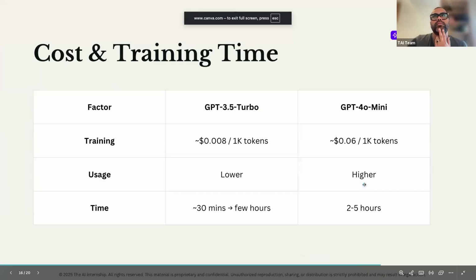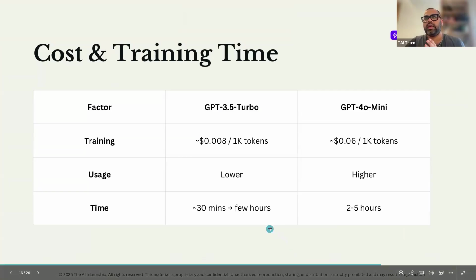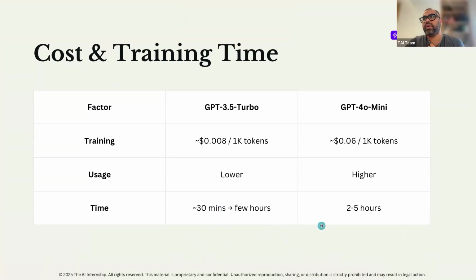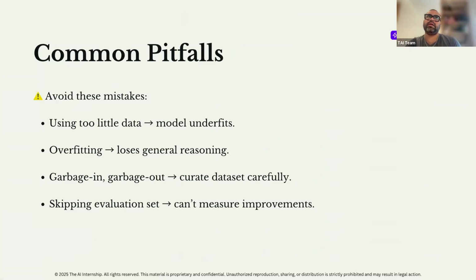This is the cost for training. I want to quickly go through it. GPT 3.5 Turbo and GPT 4 Mini, which is slightly more expensive. And the time to train: if you have 1,000 examples, this would be the time it takes, around 30 minutes for GPT 4 Mini, depending on the number of epochs as well. A good training run takes 2 to 5 hours. It differs depending on the model.